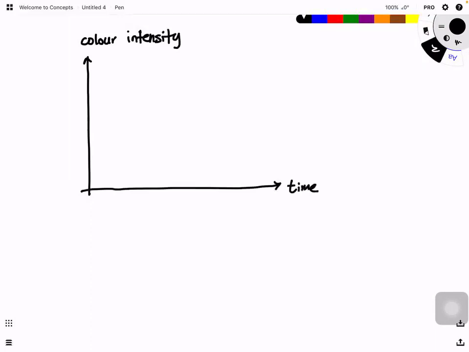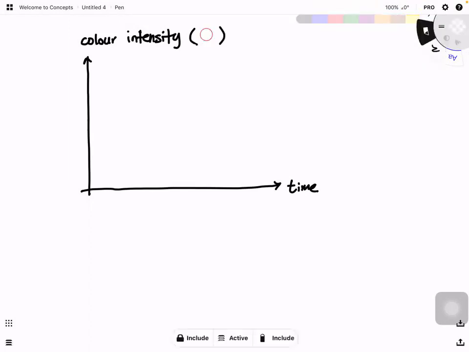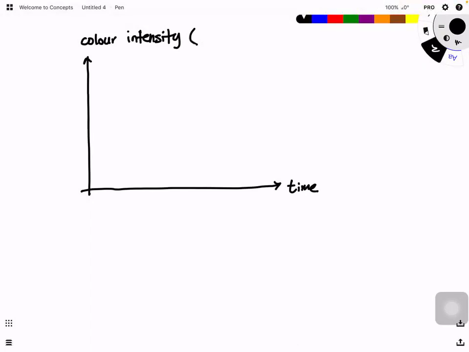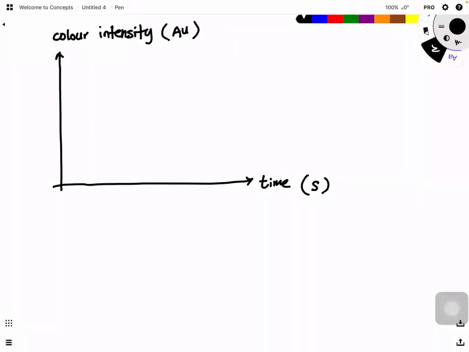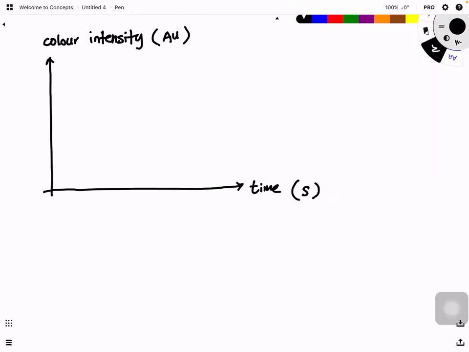Okay, so color intensity in this case, let's say in terms of percent. Or okay, don't use percent. Normally for absorbance we use percent, but color intensity normally we use arbitrary units, AU, and time, let's say seconds. So now what we're going to do here is when you measure here, you plot the graph, you use a colorimeter to determine the color intensity or absorbance, then we can get a graph.